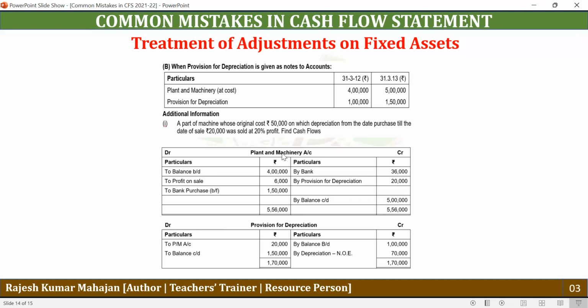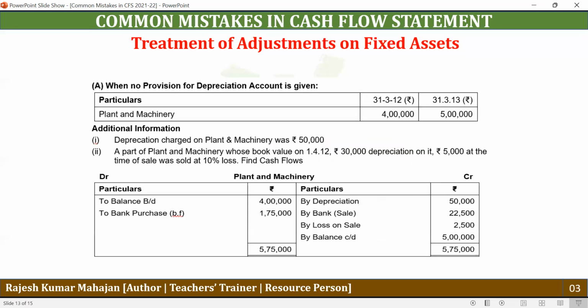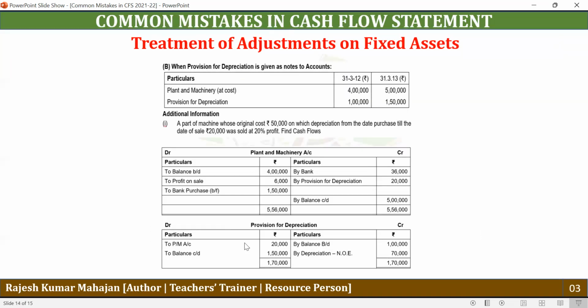On the credit side of plant and machinery, we will write by bank account, that is sale of plant or machinery, 36,000. As loss on sale was shown on the credit side of plant and machinery in the previous case, because loss on sale reduces the value of plant and machinery, then profit on sale will increase the value of plant and machinery. So profit on sale will be shown on the debit side of plant and machinery.